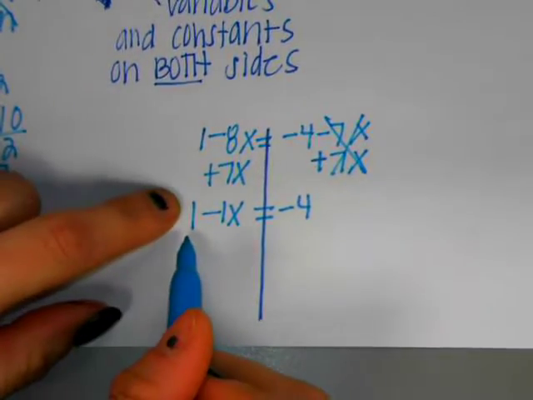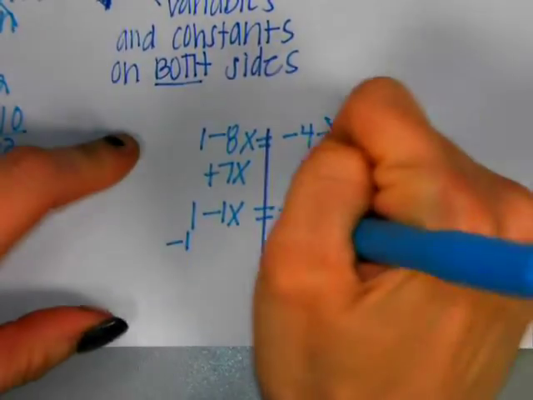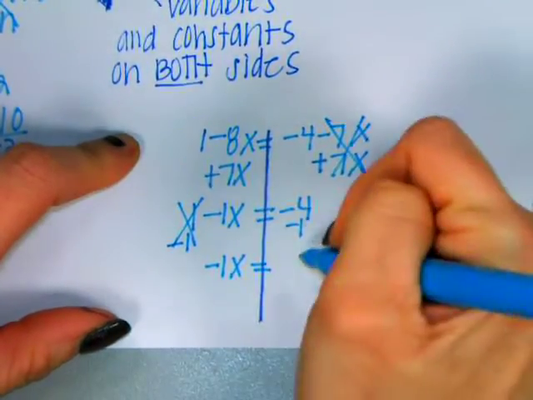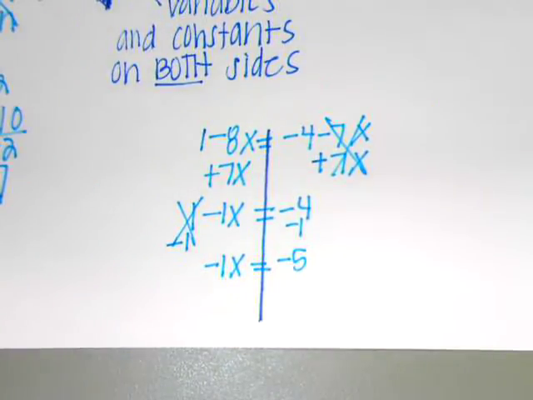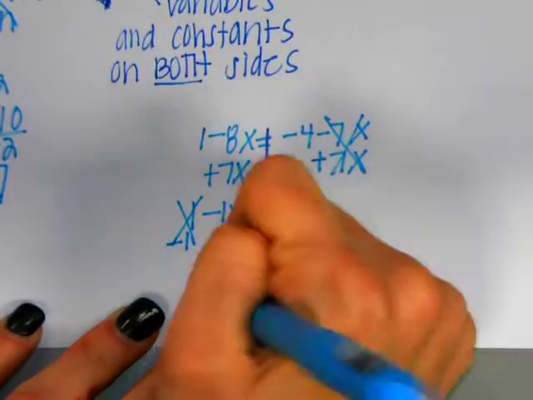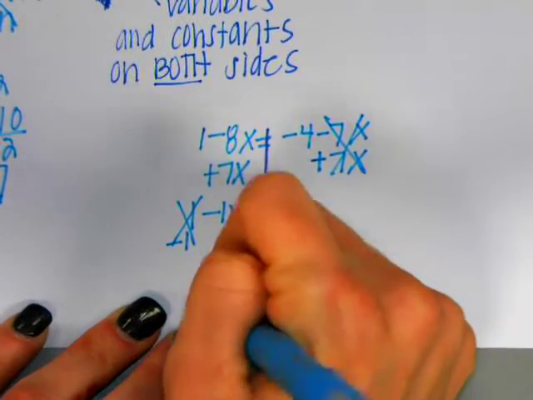Well, is it positive or negative? So then how do I get to 0? Yep, so minus 1. So you get negative 1x equals negative 5. And then what? Yeah, divided by negative 1. So what does x equal?